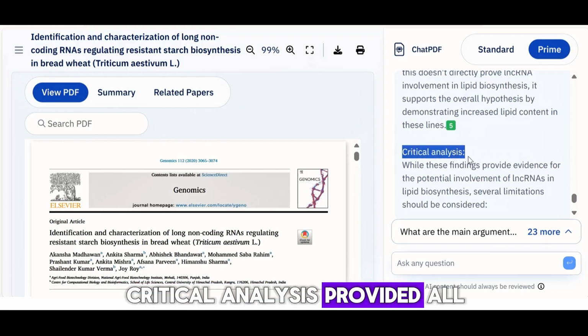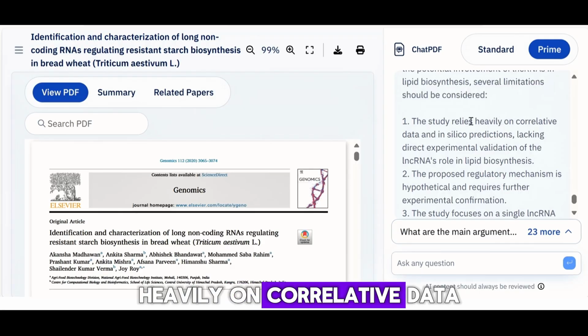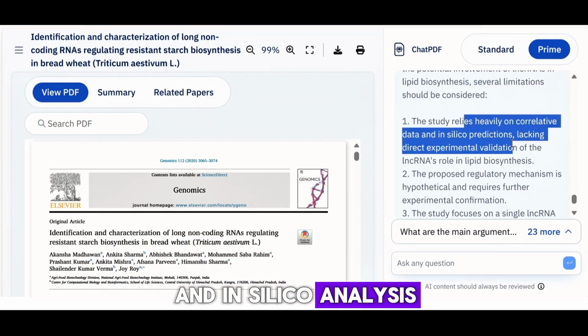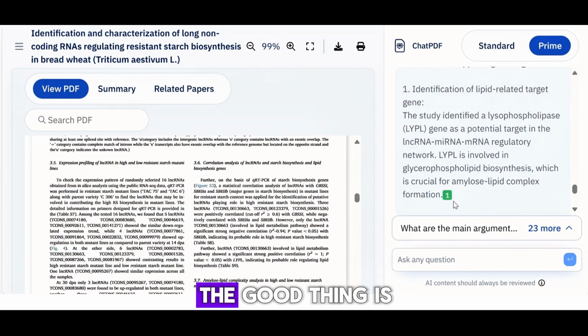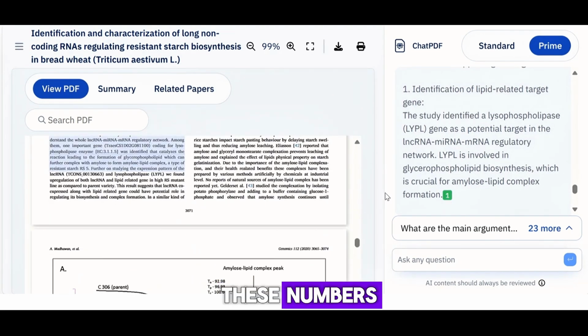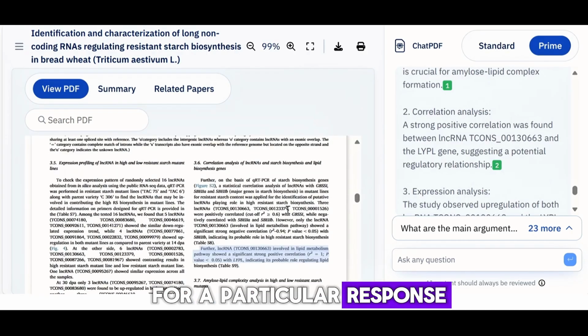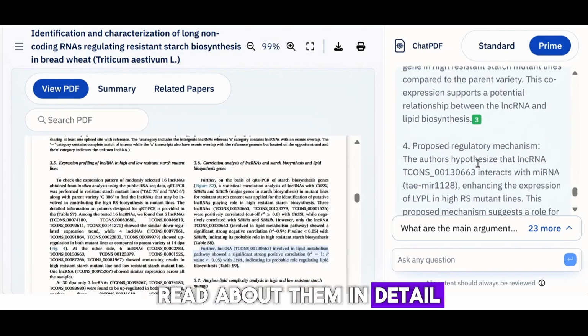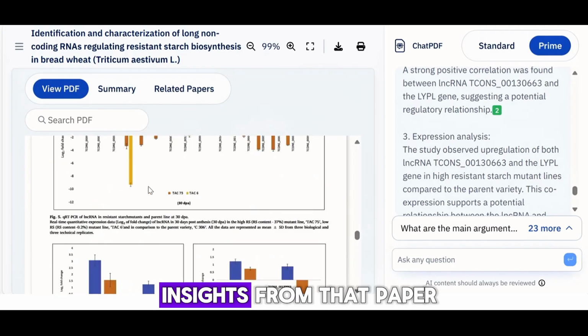Critical analysis provided all the limitations about our argument: that the study relies heavily on correlative data and in silico analysis, and that this study was not experimentally validated, and others. The good thing is that by clicking on these numbers, you can directly see which section of the paper has been referred for a particular response, so that you can read about them in detail. This way, even without reading the entire paper, you can get useful insights from that paper.